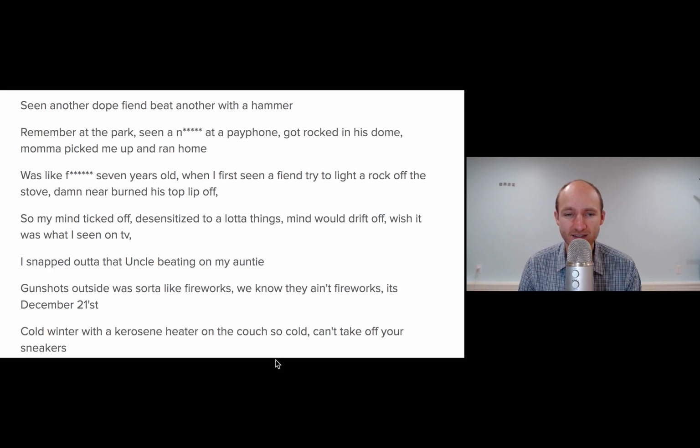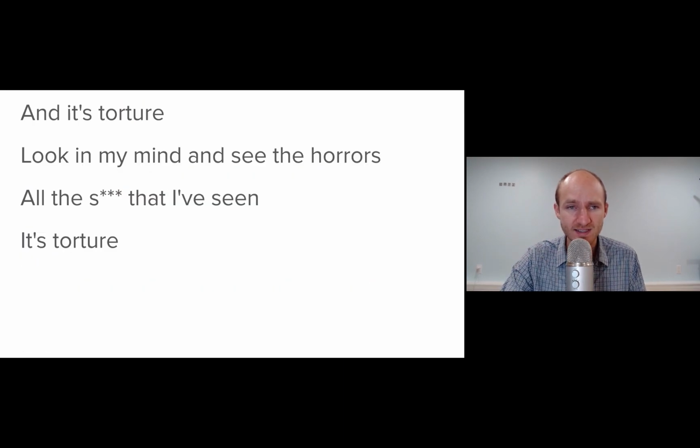And this is hard. This is so much harder than my childhood. The amount of intense drug use in my childhood, low. The amount of times I saw people hurt with hammers or with guns in my childhood, very low. And so for Danny, he says, yeah, and it's torture. I look in my mind and I see these horrors. All the stuff that I've seen, it's torture.